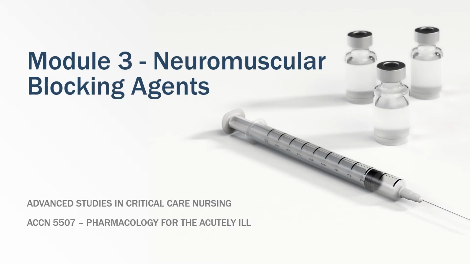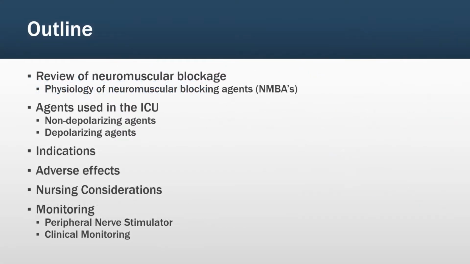In this presentation, we will review the information from Module 3 on the use of neuromuscular blockade in the critically ill patient. I'll start by giving a brief review of the physiology of the neuromuscular junction, and then look at the medications we use to block these receptors. Then we will examine situations where we are most likely to use NMBAs, look at the adverse effects, nursing considerations, and finally monitoring.